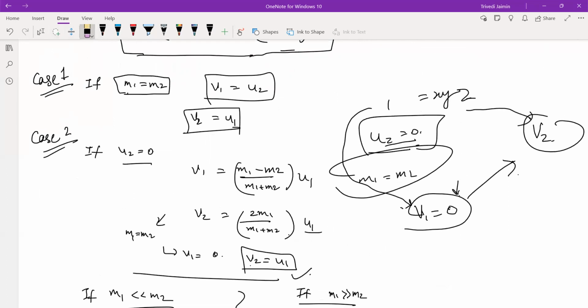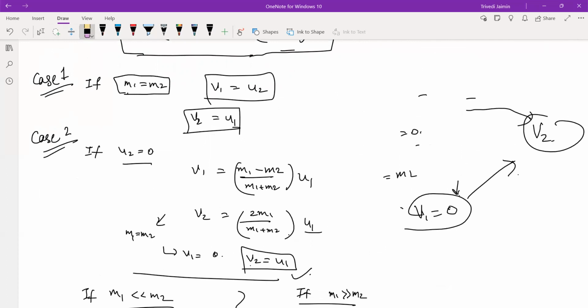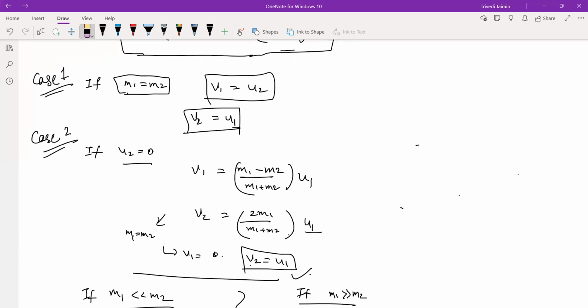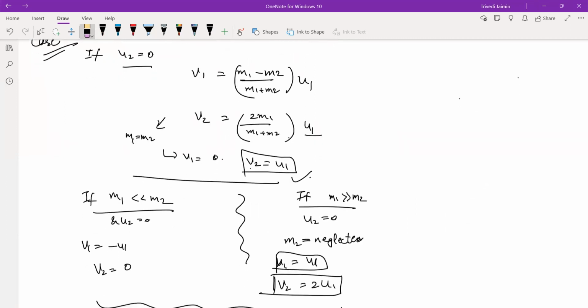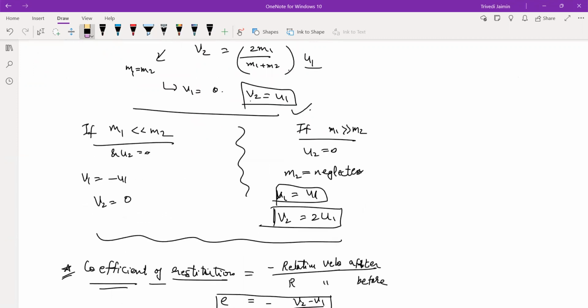Understood both the cases, what we are trying to do? Clear in mind? Both the cases, right? Now, there are some more cases; these were small cases. What will happen if M1 is more than M2, and if M1 is less than M2? Case 3, case 4.